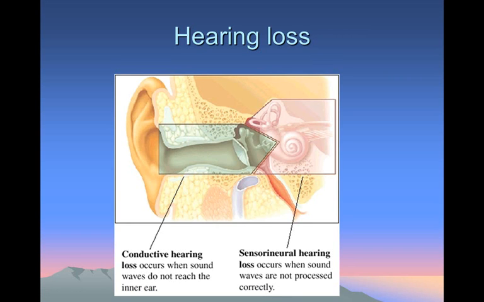This is Nursing 201. What we're going to discuss right now is conductive hearing loss. Let's look first at this picture that's a comparison of conductive versus sensorineural hearing loss. Conductive occurs when sound waves do not reach the inner ear. So there's a problem with the conduction of the sound waves through the ear. Sensorineural is when the sound waves are not processed. So it's a problem with the actual organ of hearing.